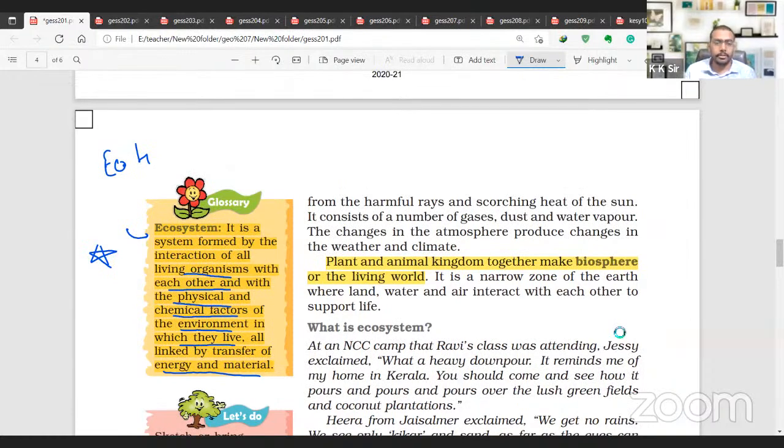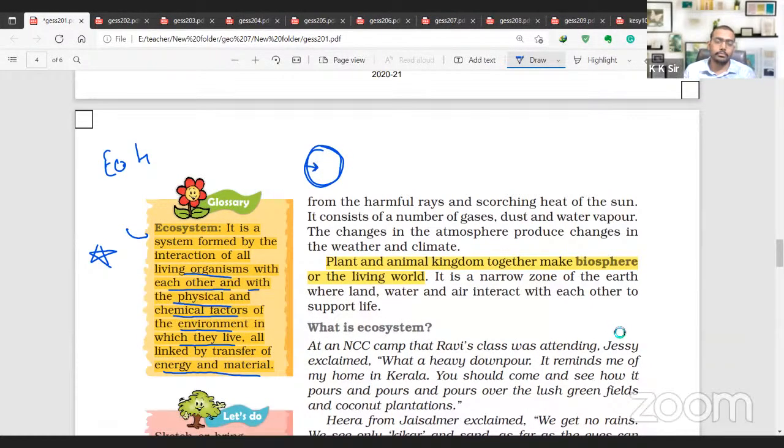Ecosystem means the interaction of all organisms. First thing is interaction of all organisms. So whatever plant or animals are there, they interact with each other. Like the snake eats frogs and the frog eats crops. And in France, people eat frogs. So all these people are interacting with each other and with physical and chemical factors. People also, or the animals also interact with physical or chemical factors.